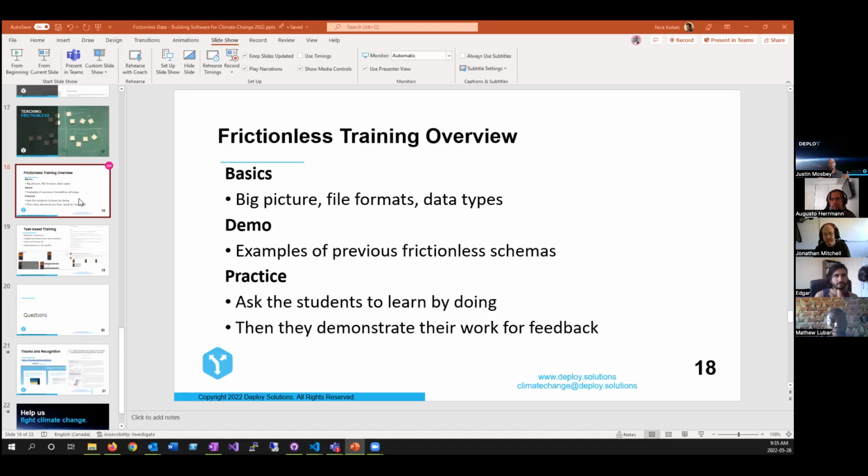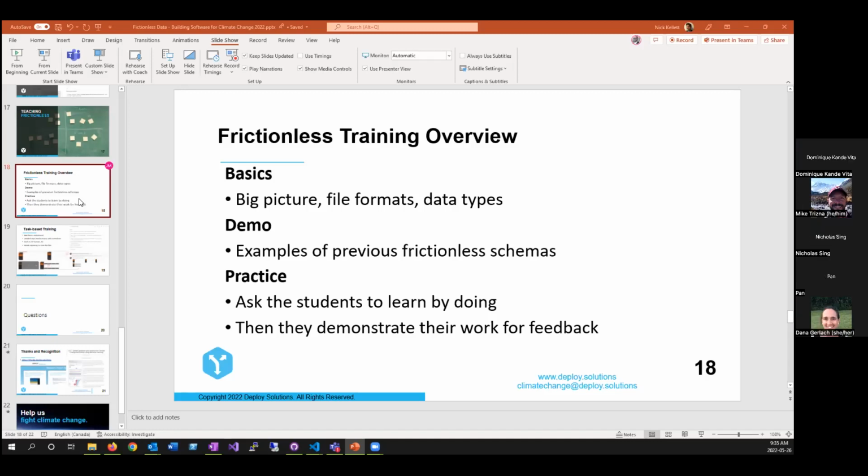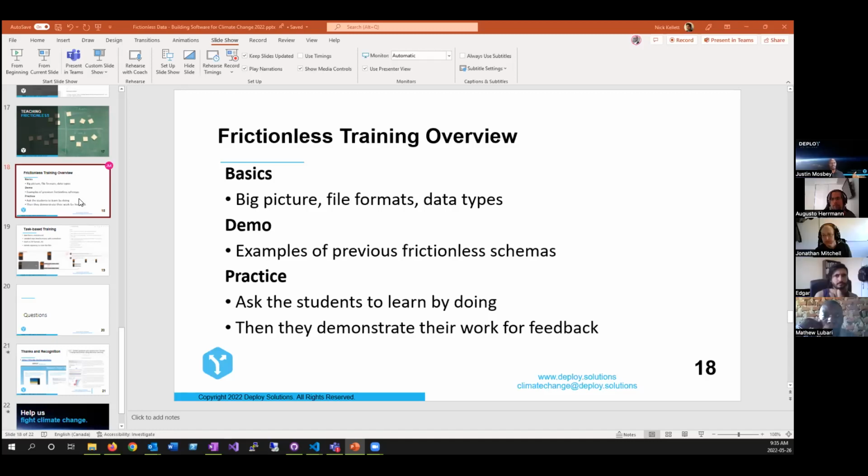From there, we did a practical demo of how we created Frictionless schemas previously, and gave them a data set to do the same. While they did that, we checked their work. That is, for instance, the spellings, the data types, if they've captured them correctly, and of course, if they've input the descriptions on Frictionless correctly. Next slide, Nick.